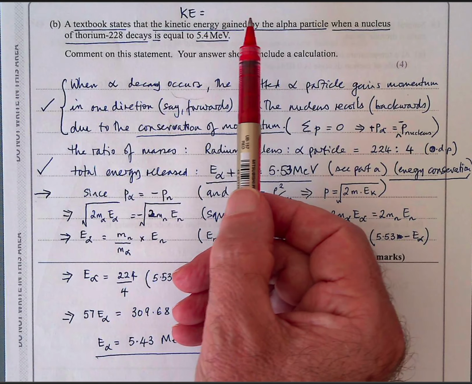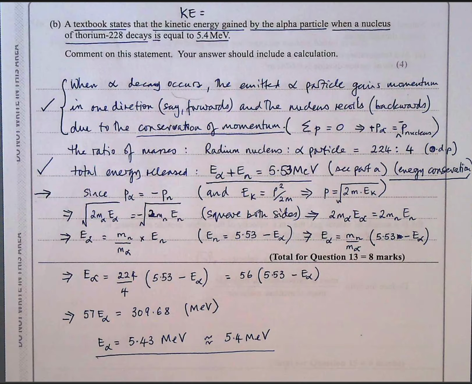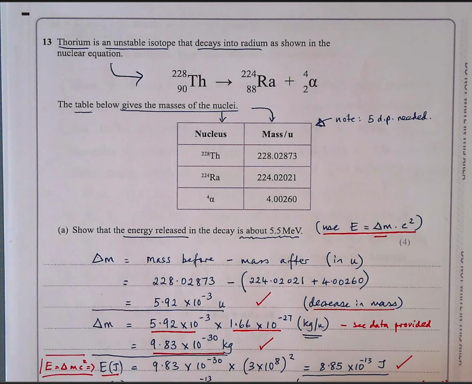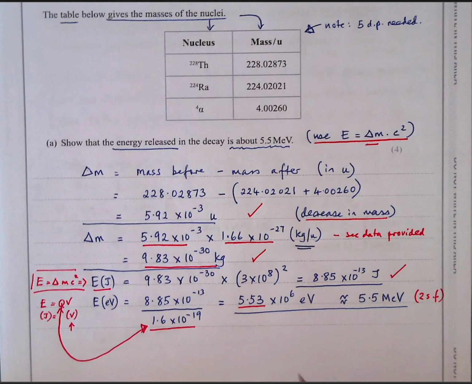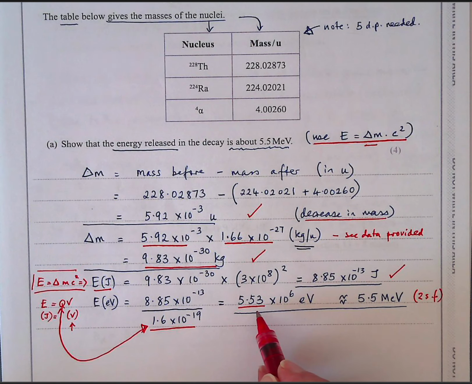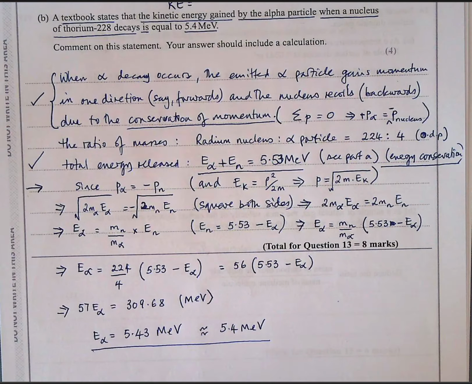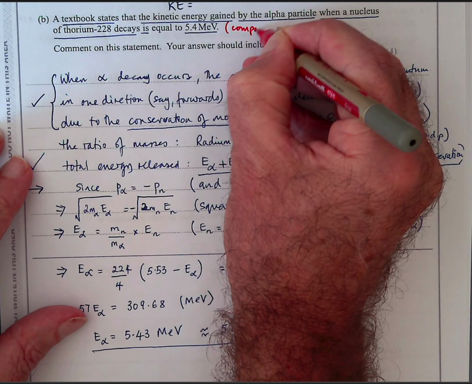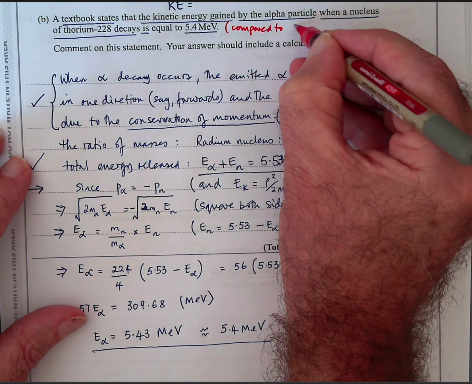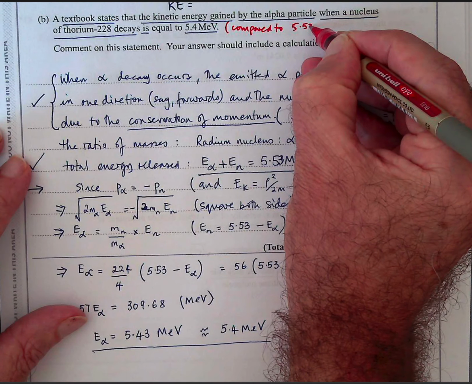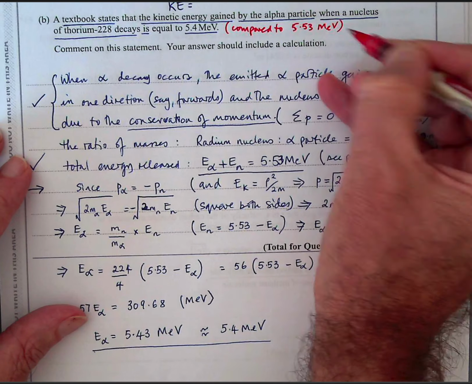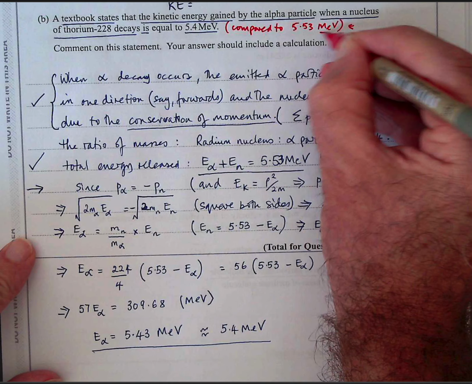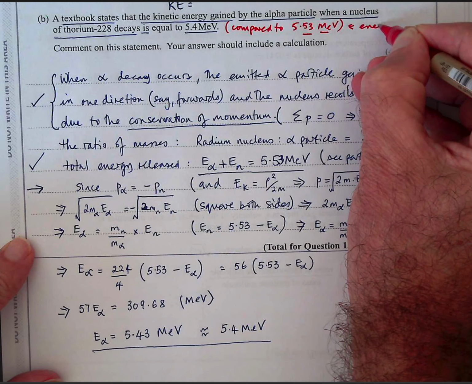And remember the value we just worked out in the first part, the amount we worked out accurately, is 5.53 megaelectron volts. So that's the accurate value, compared to the 5.53 megaelectron volts, which is the energy released in the decay.